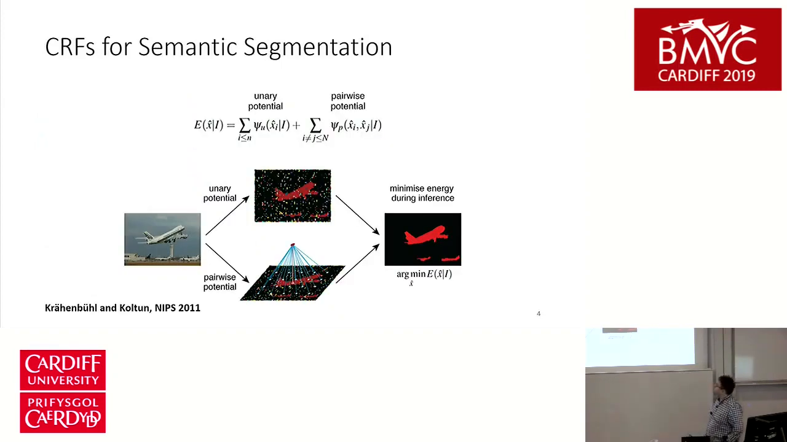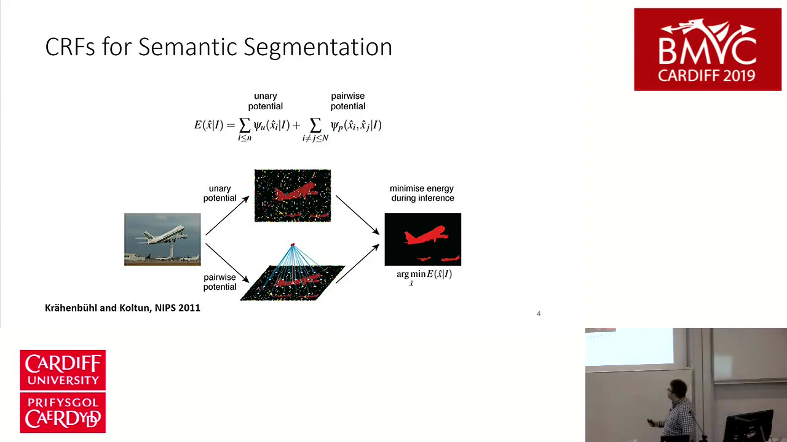So how do CRFs work? In the field of computer vision and semantic segmentation, CRFs are usually formulated as a Gibbs distribution over an energy function consisting of a unary and a pairwise potential. The unary potential is isomorphic to the initial coarse prediction, so it's essentially the initial coarse prediction, while the pairwise potential is a function which depends on each pair of pixels and its predicted values and the color values of the image. The energy function is the sum of the unary and the pairwise, and in order to perform inference in a CRF, we minimize the energy.